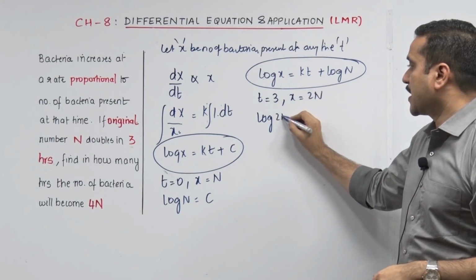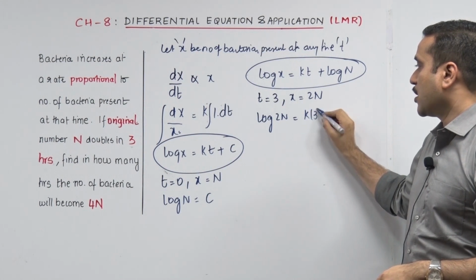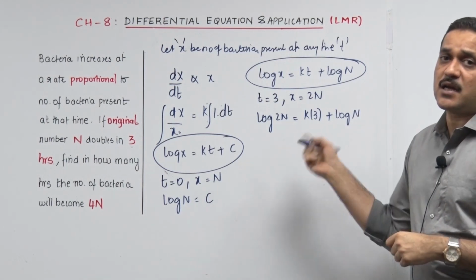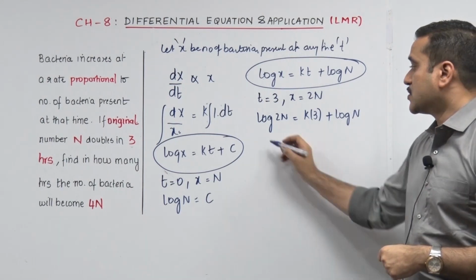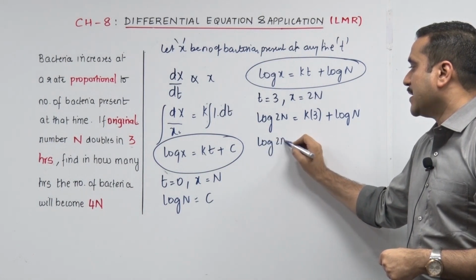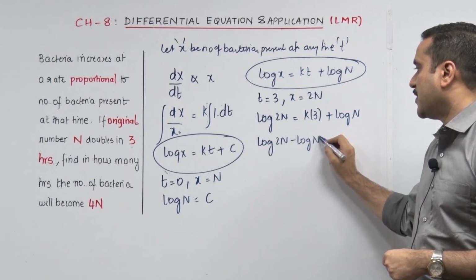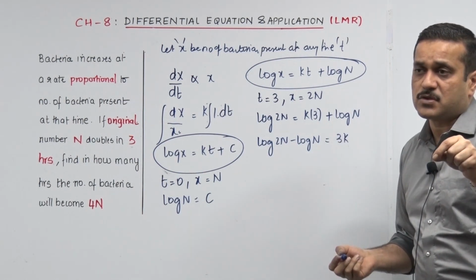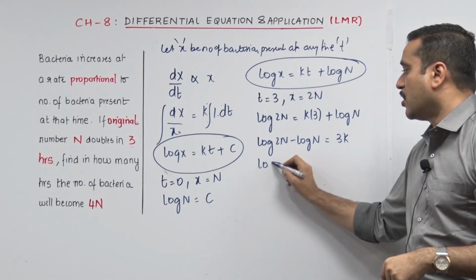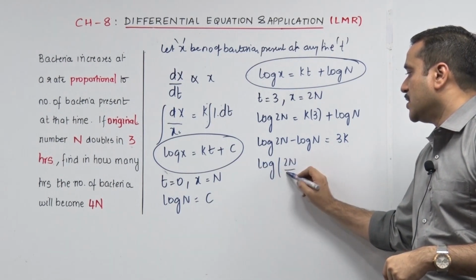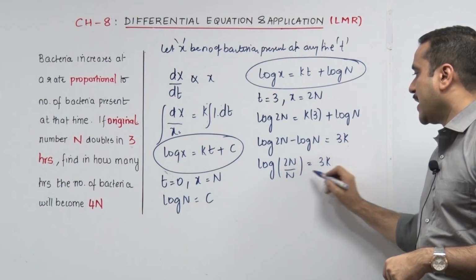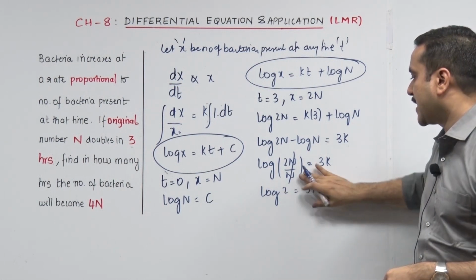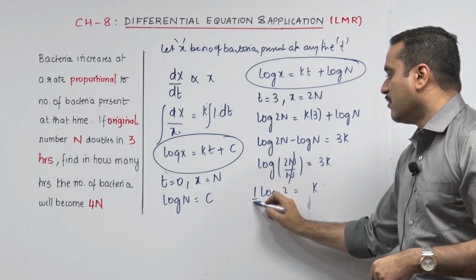Your x is 2n, okay, done. k into 3, we are talking of 3 hours, plus log n. Can I shift my log n to that side so that I can club the two logs into one log using the log rule? So that goes: log of 2n minus log of n, I hope this is pretty comfortable, equal to 3k. Now we are seeing log a minus log b, we can apply the log rule: log of a upon b. So that's going to go log of 2n upon n, equal to 3k. Your n gets cut, and then log 2 is equal to 3k. So finally I can say my k has settled down to 1 by 3 log 2.